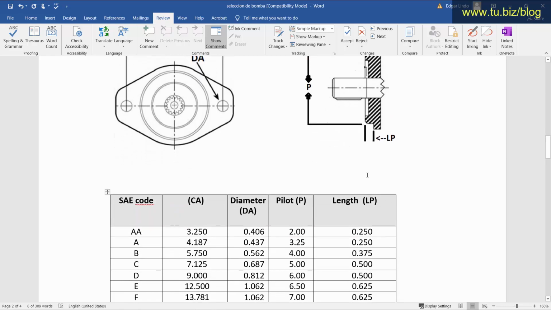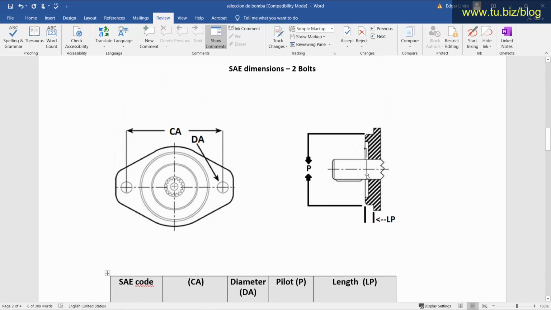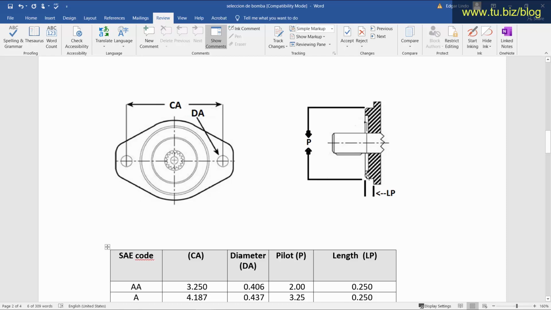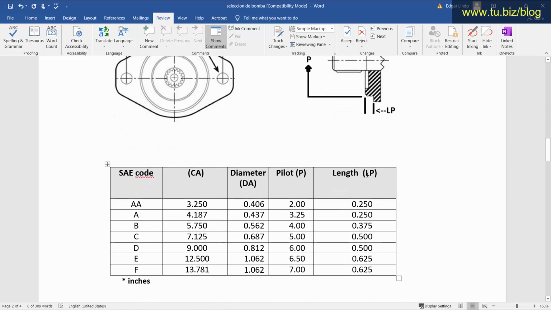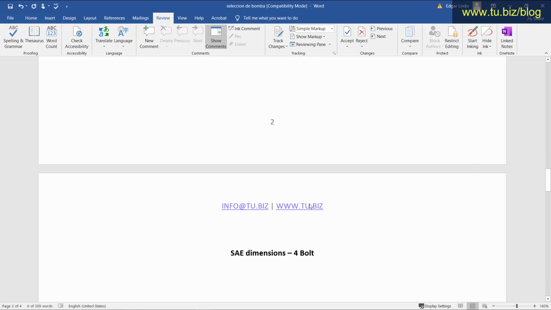So you can interchange a lot of pumps that have the same mount. This is SAE standards, and we can interchange it very easily with that dimension. It's going to mount in the same spot. So all of these dimensions are in inches.